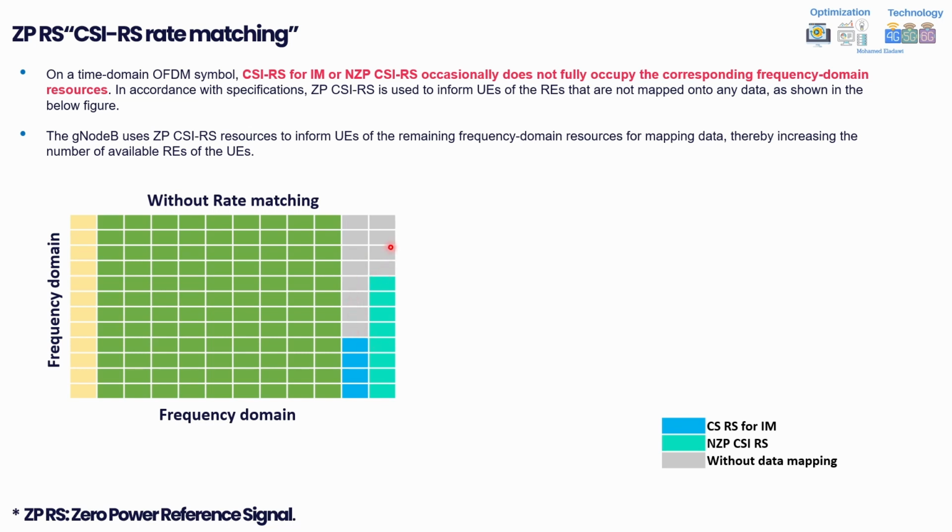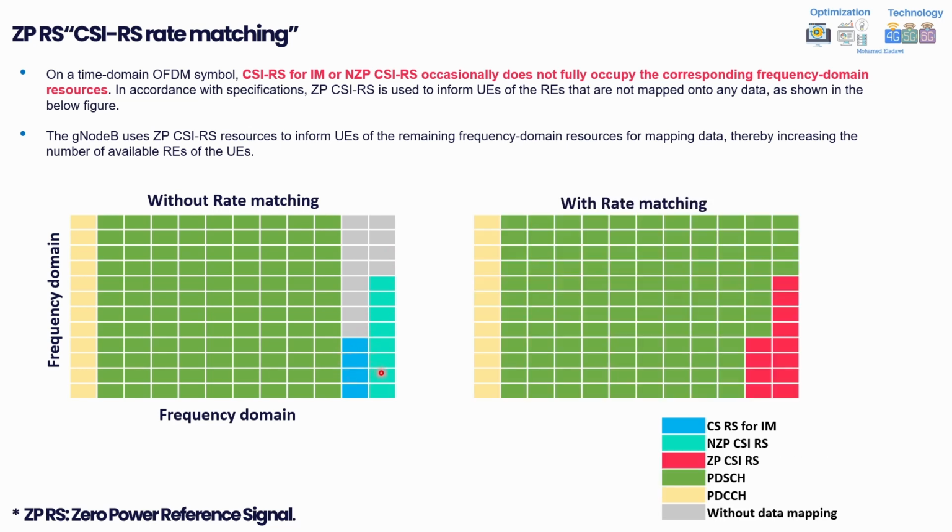So here is where the zero power resource element comes into the figure. What will happen? The gNB will use this zero power configuration to inform the users that these particular resources are free. For example, no data is being transmitted here, so you can start using them for PDSCH. This is the main concept. It's called the rate matching feature.